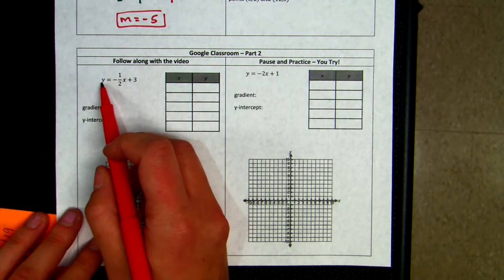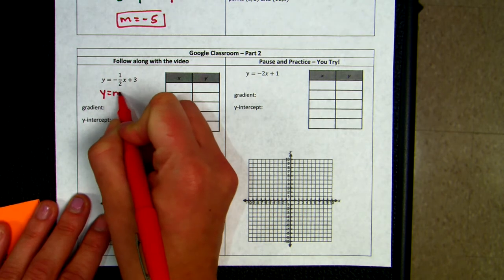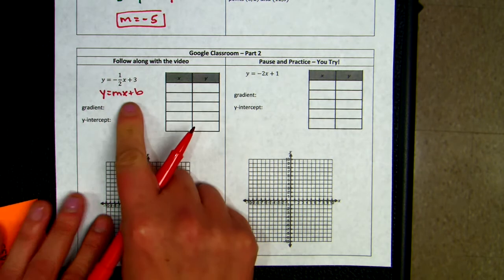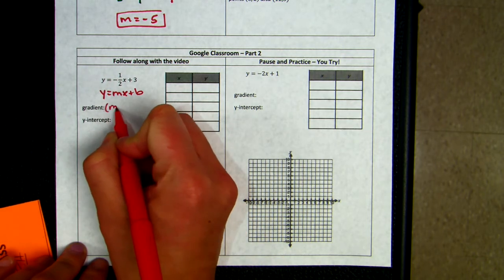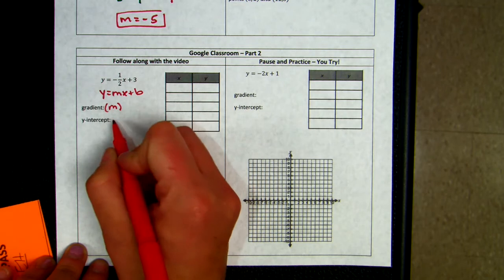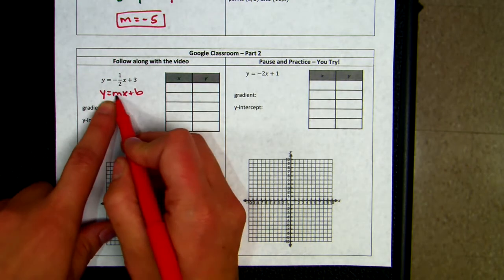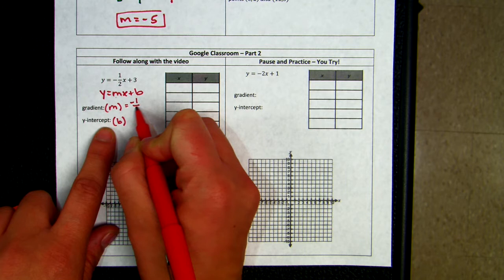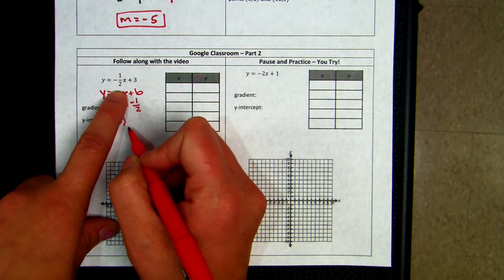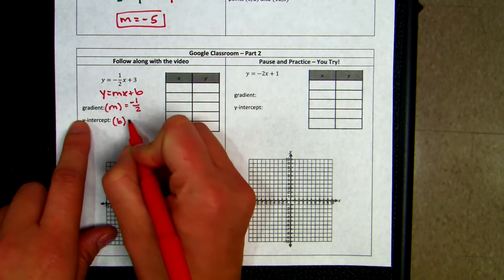Remember this equation when it looks like this with y by itself? y equals mx plus b. It's what we call our slope-intercept form, where m is the gradient, or the slope, and b is the y-intercept, or where the function touches or crosses the y-axis. So m is always the number that's being multiplied by x. So here my gradient is -1/2 because that's the number in front of x. And my y-intercept is 3 because that's the number in the b position.